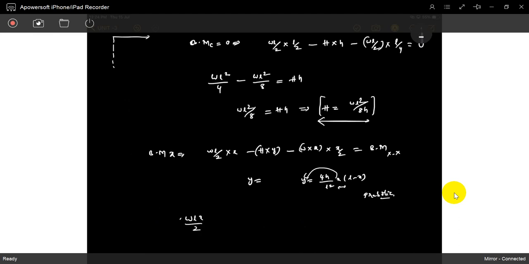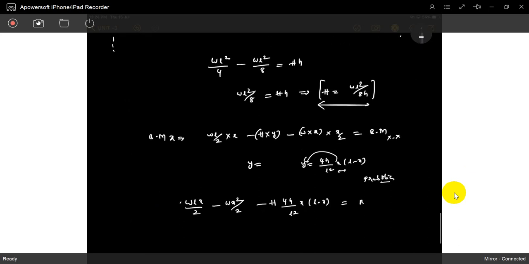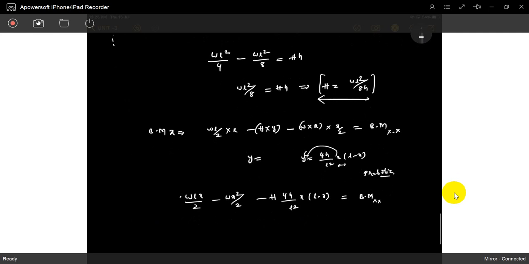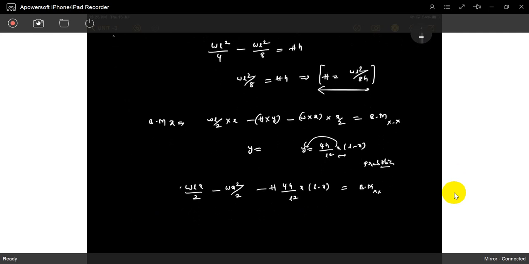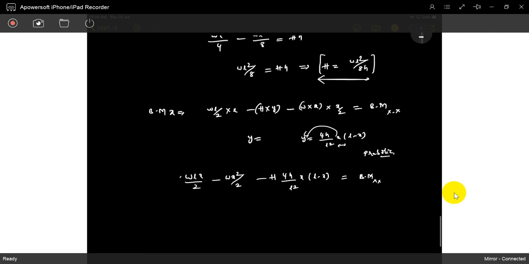So use it. WL x by 2 minus w x square by 2 minus H into y is equal to the bending moment at x. See, how can we use it? What is H? H is WL square by 8h.